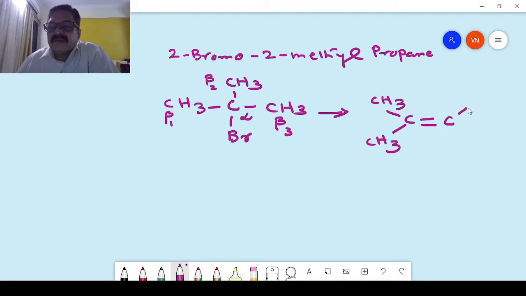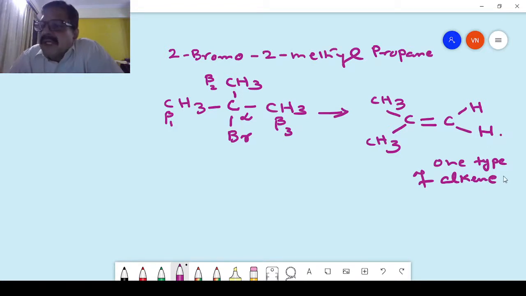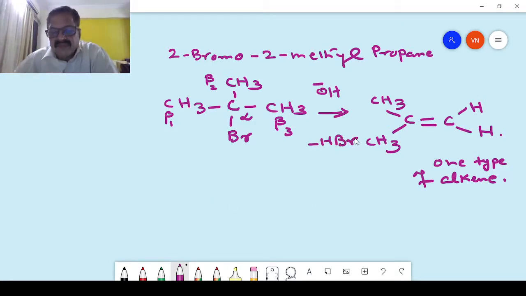alkene. So this is the only type of alkene. In the case of 2-bromo-2-methyl propane, when we react it with, say, sodium hydroxide or potassium hydroxide, we get only one type of alkene. All the beta carbons are identical, so only one alkene is formed upon elimination of HBr.